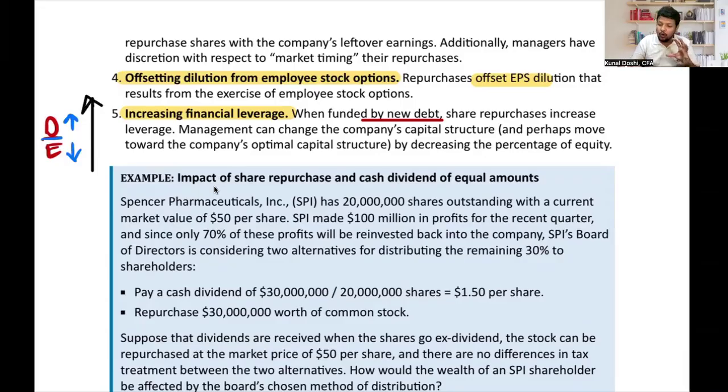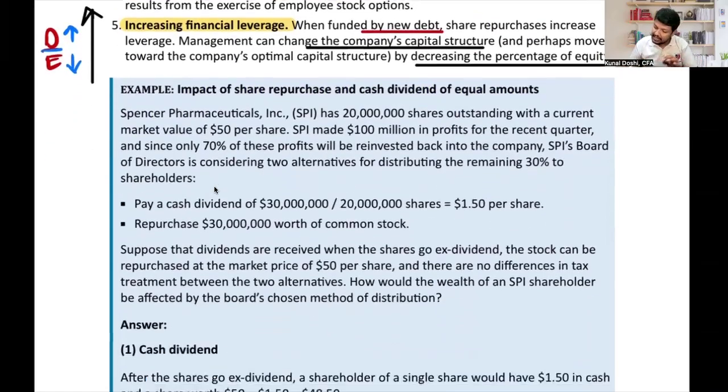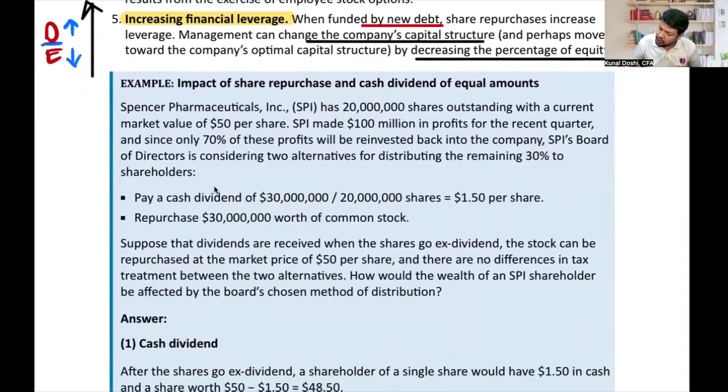So companies who want to restructure their capital and are in a position to increase debt, or let's say their debt-equity ratio is very low and they have the potential to increase it, can change the capital structure by decreasing the percentage of equity and adding more debt. Of course, it's very risky, but companies can do so. Got it, everyone? Now we will see two scenarios where we will see the impact of share repurchase and cash dividend. We'll compare both.